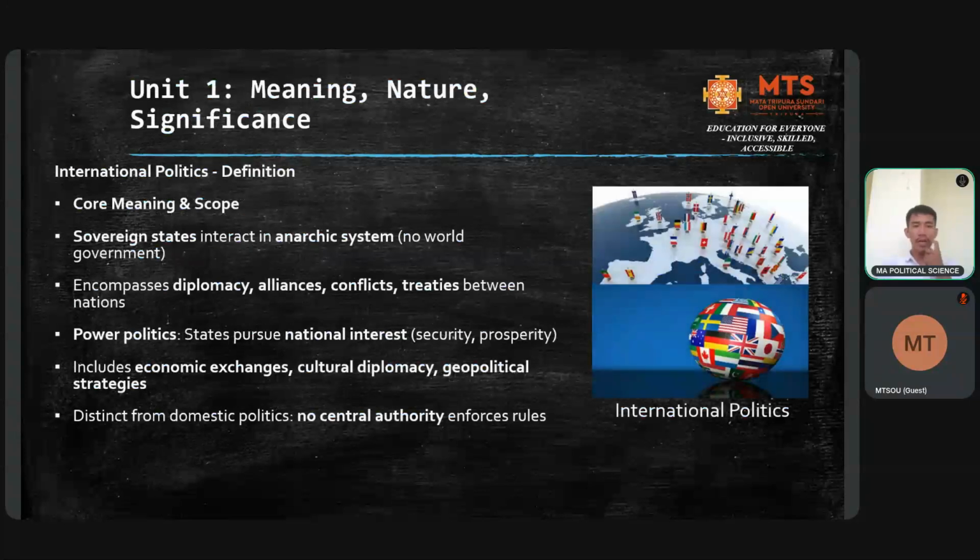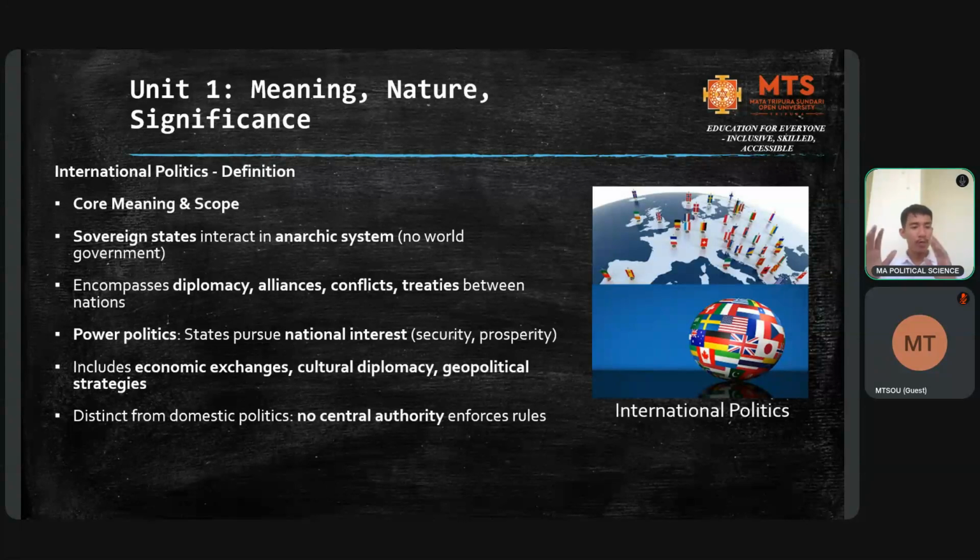So in Unit 1, we'll be discussing meaning, nature, and significance. But of course, sovereign state interaction, no one government. Again, see, in this diagram, every country has a government, is it not? So every country is not under anybody's rule. Everybody is sovereign and independent, so they have the right to act in whatever way they want. So there is no one government. Everybody is acting at their own will.